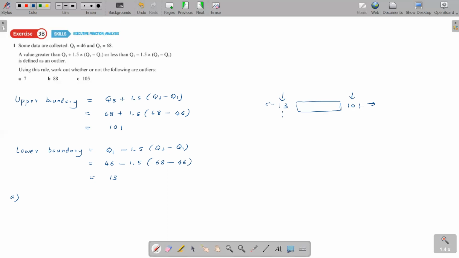Part A, what's the value? 7. 7 is an outlier. Part B, what about 88? 88 is in between 13 and 101. It's part of the data set, so 88 is not an outlier. And what about part C? 105? It's more than 101, which means 105 is an outlier.